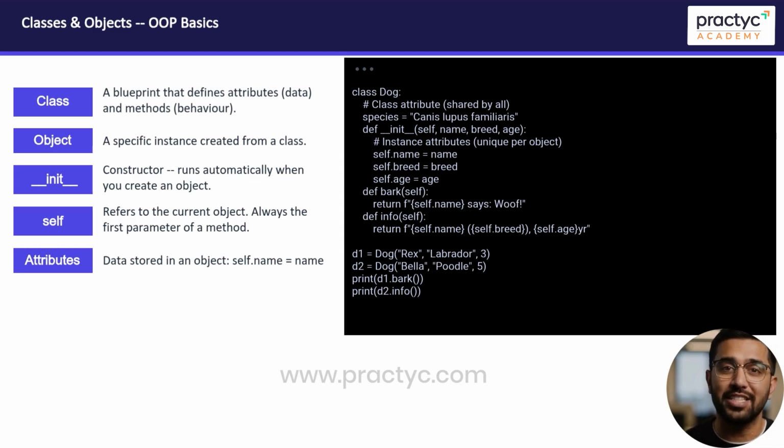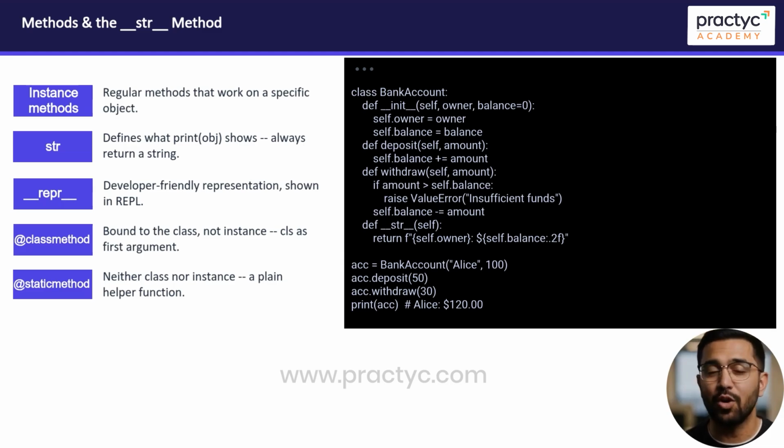In the Dog class, species is a class attribute, while name, breed, and age are instance attributes. Methods like bark and info define behavior. Instance methods operate on specific objects like deposit and withdraw in BankAccount. The __str__ method defines the string representation for print, while __repr__ is for developers. Class method uses cls, and static method is a helper function. In our example, Alice's account balance updates with deposits and withdrawals, showcasing these concepts.